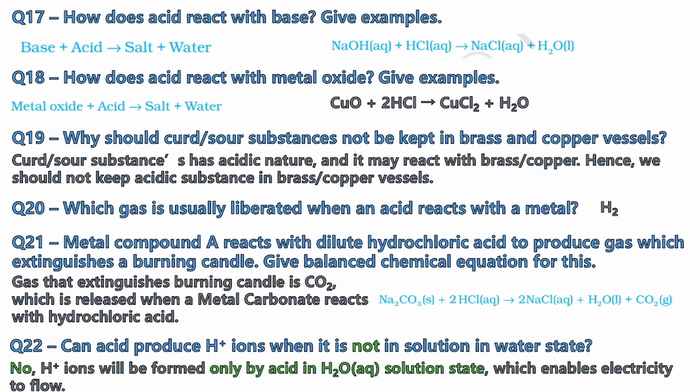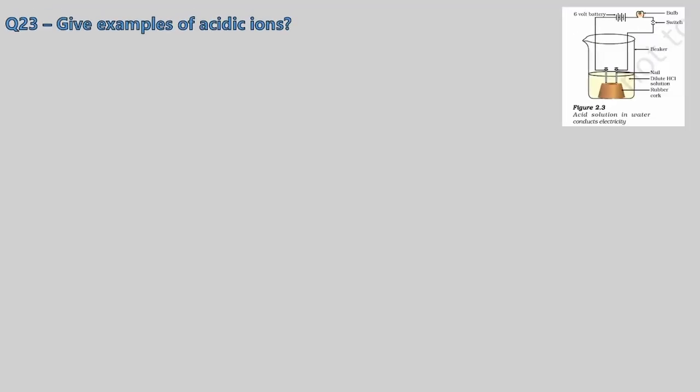the H plus ions. If there is no water, the gaseous state of an acid will not create H plus ions. Only when it is dissolved in water will it create H plus ions, and this enables electricity to flow through it. Give examples of acidic ions.